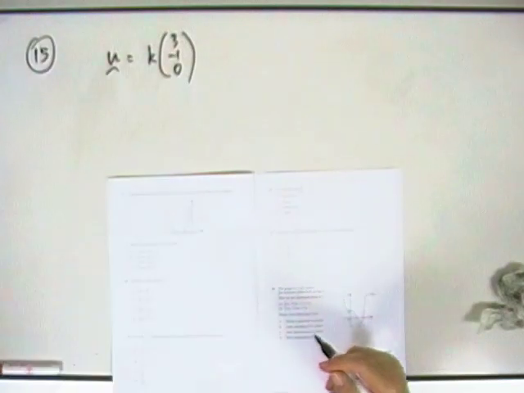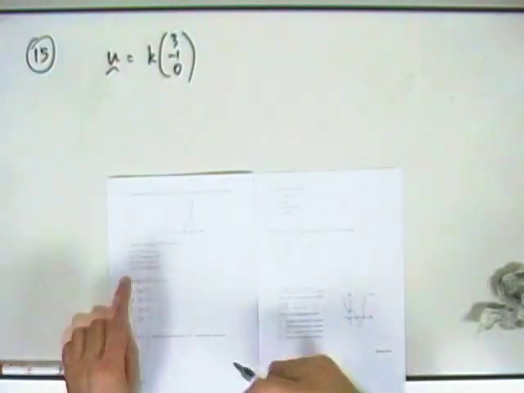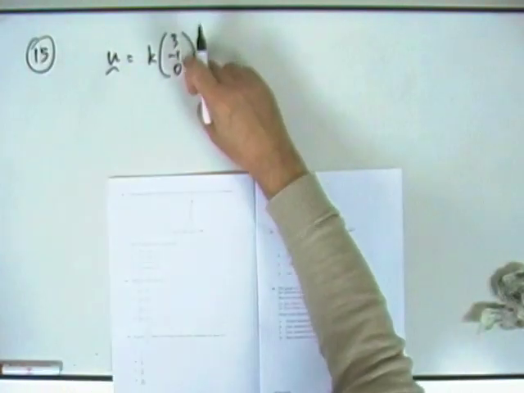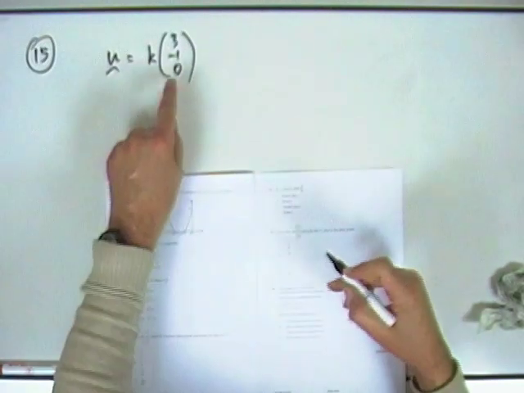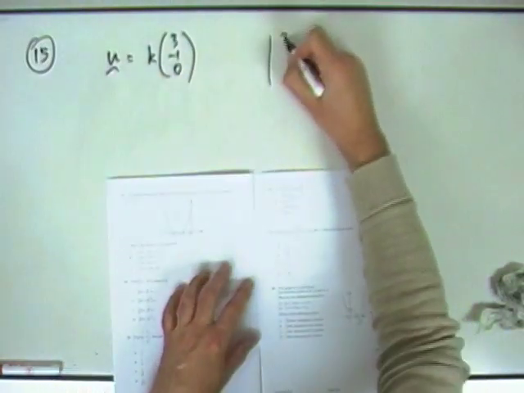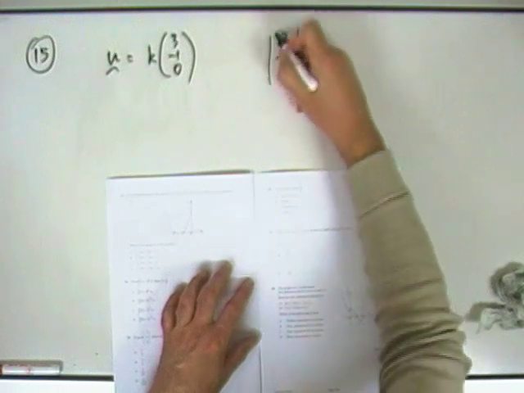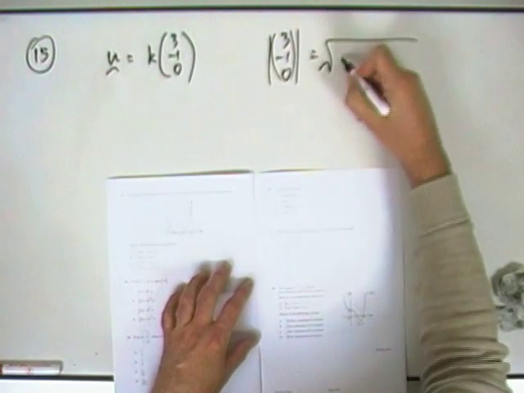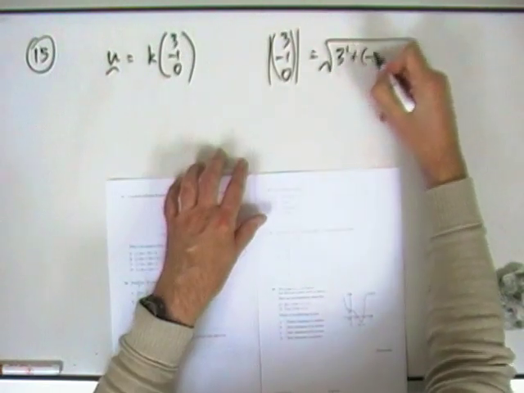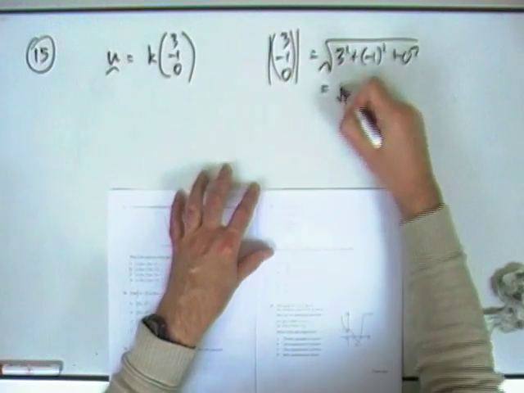15. u is meant to be a unit vector. That's why it's some multiple of this, because this vector doesn't have length 1. A unit vector is length 1. So what's the length of this vector? Hasn't really got a name. Let's put this down. What's the length of this vector? Well, it'll be the square root of 3 squared plus negative 1 squared plus 0 squared.